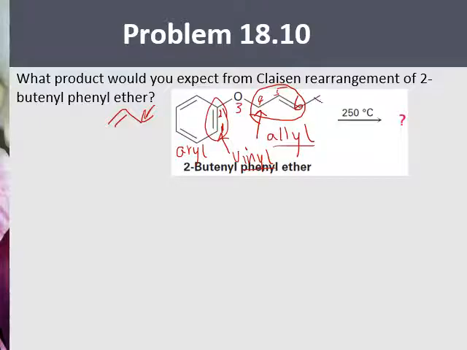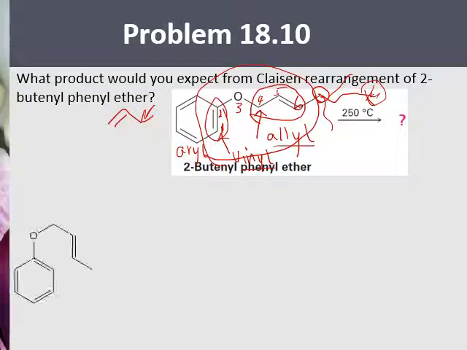Okay, this one does not participate in the reaction. No matter how many substituents you add, they don't participate in the reaction. You may also add another benzene ring, but they don't participate in the reaction. Only in this system, the allyl vinyl ether system, do they participate in the reaction of the Claisen rearrangement.